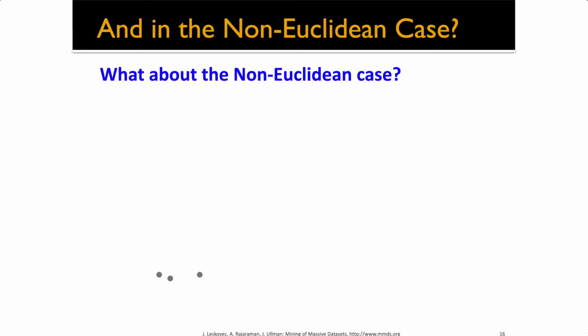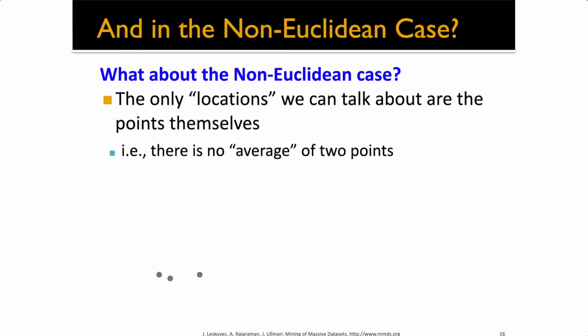So what happens in a non-Euclidean case? Here we can't really talk about locations between points in the same way that we can in the Euclidean case, because in the Euclidean case you can draw a line between two points and put a midpoint on that line, and that's somehow the average point between these two data points.